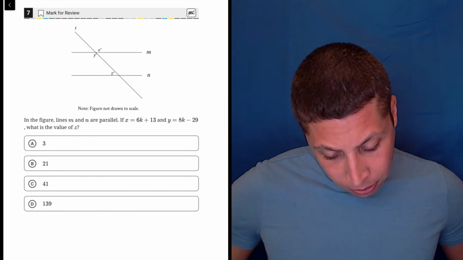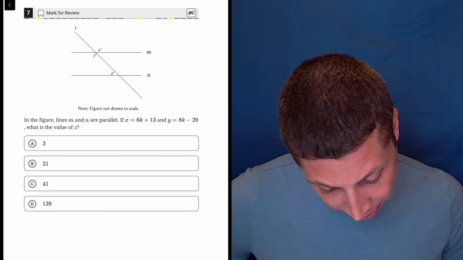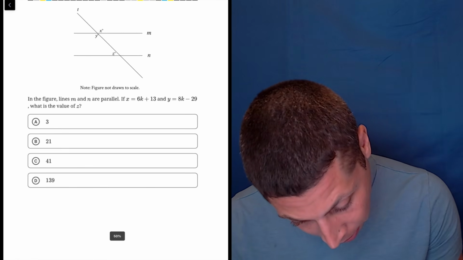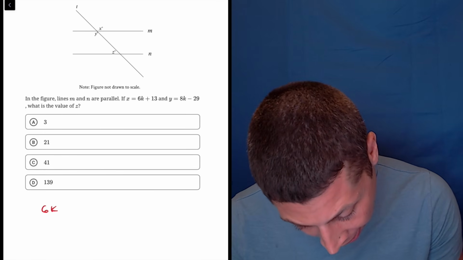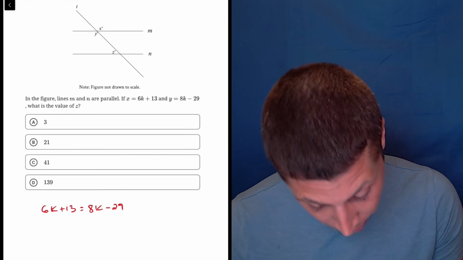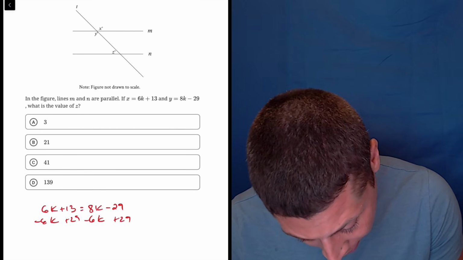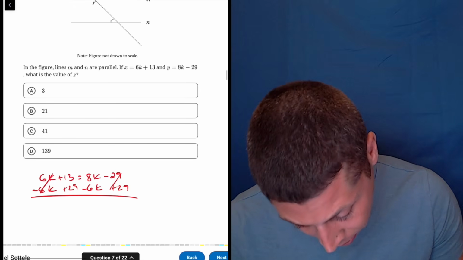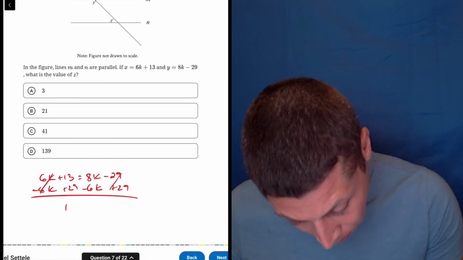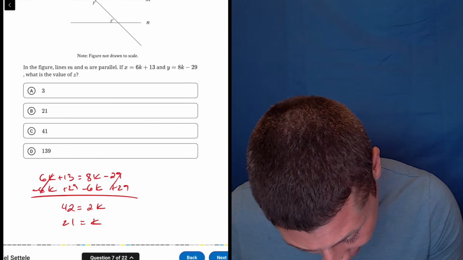Okay, in the figure lines, these are parallel. What is the value of z? Okay, so what is the relationship between x and y? They are equivalent. Those are vertical angles. So this is just straight up algebra here. So 6k plus 13 is equal to 8k minus 29. So minus 6k plus 29 plus 29. This goes, this goes. I could probably do this in my head, but why risk it? 13 plus 29 is 42. 42 is equal to 2k, so divide by 2, k is 21.